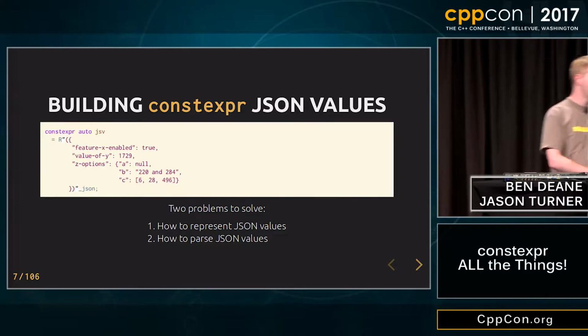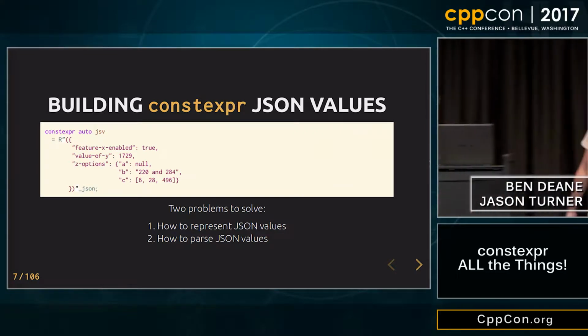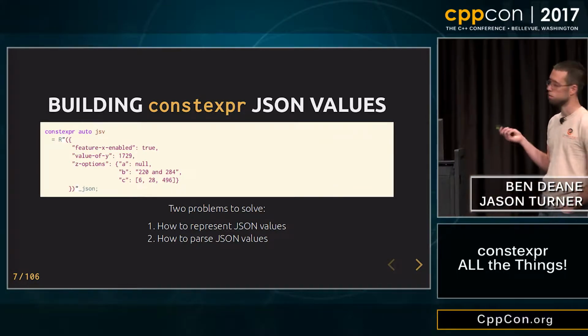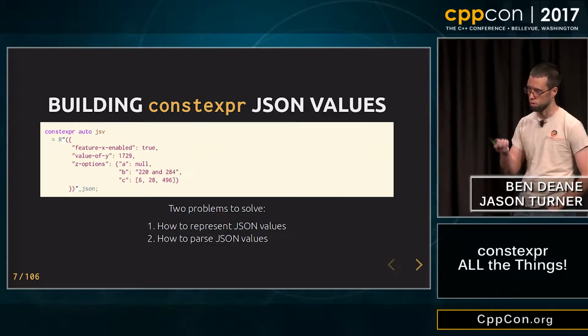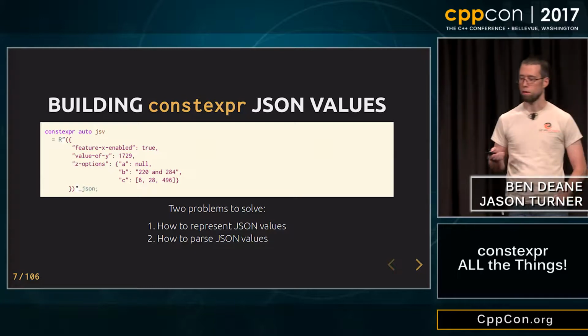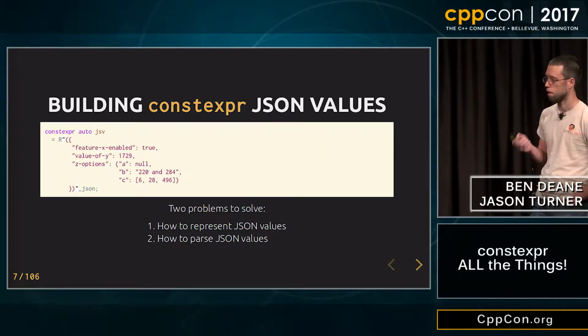So take it away, Jason, for the next part. All right. So this is effectively a JSON value that we want to be able to parse that we were just showing. So we've got the problems of how do we represent JSON values and how do we parse them at compile time.